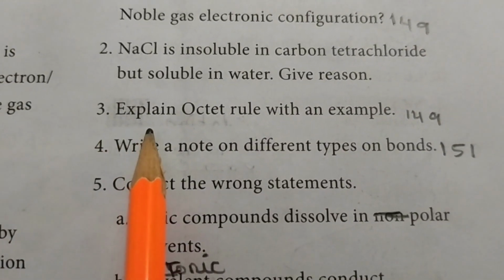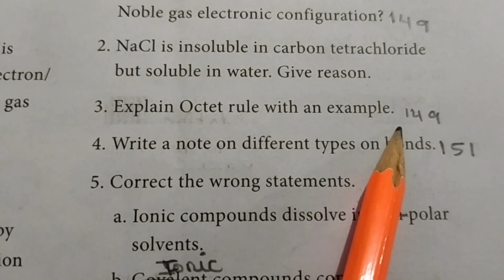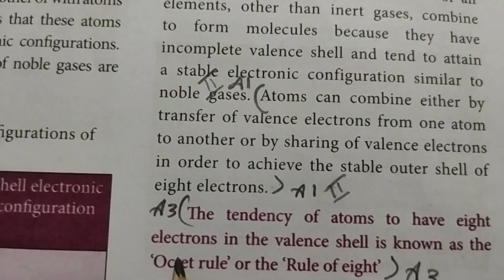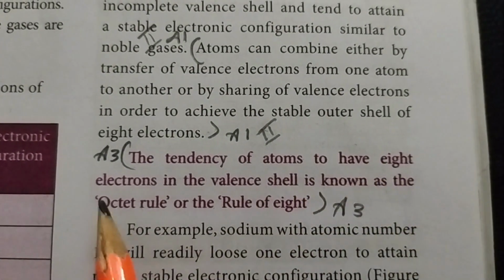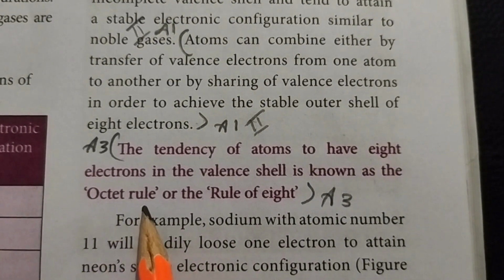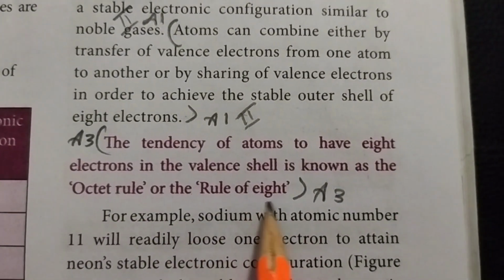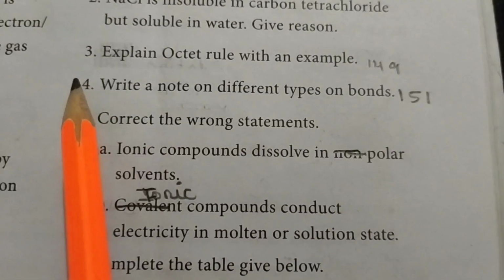Third question, explain octet rule with an example. Take page number 149. The tendency of atoms to have 8 electrons in the valence shell is known as the octet rule or the rule of 8. Up to this, second Roman letter, third question answer.